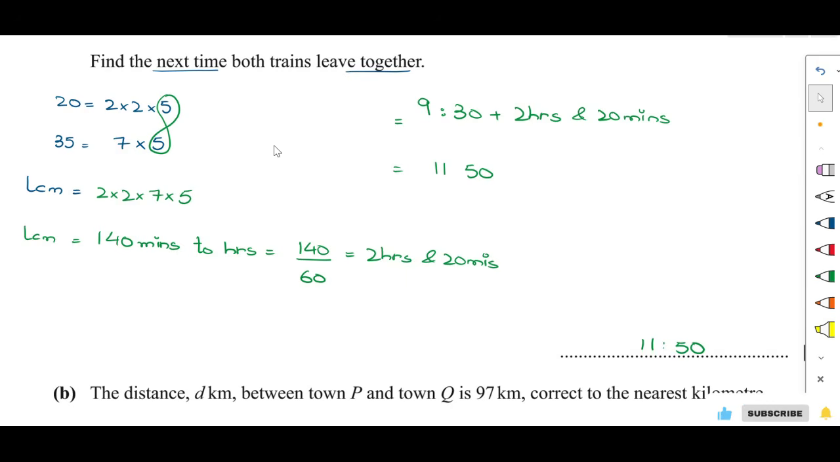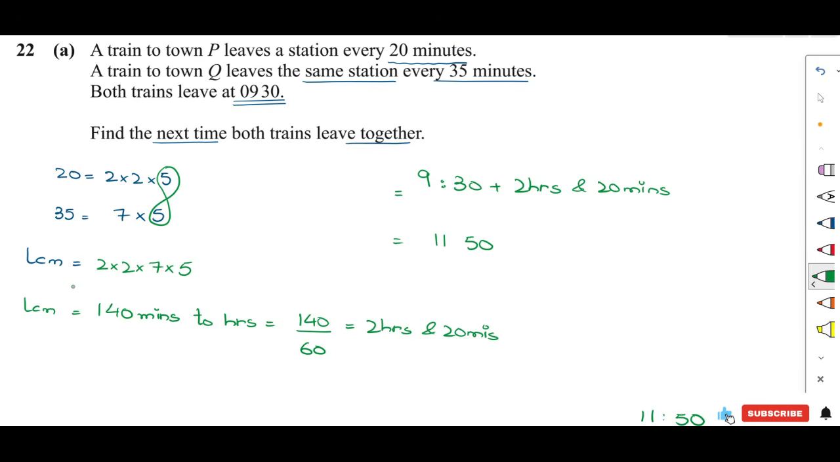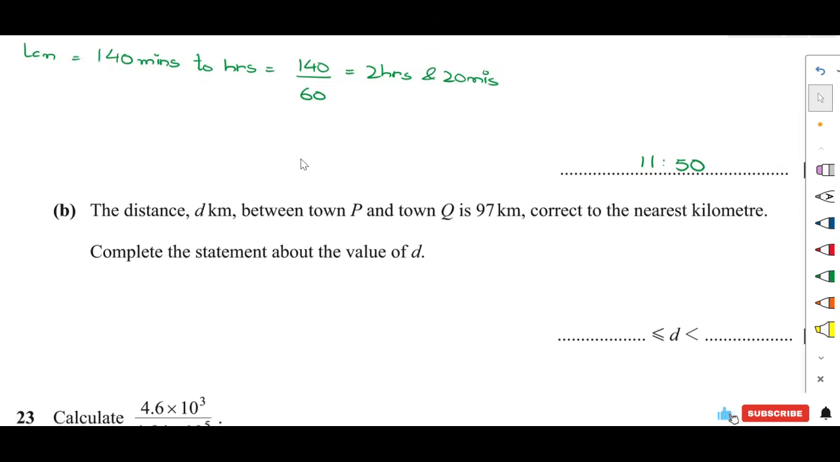So the next time is 11:50. I hope this makes sense now. For such types of questions, you need to first figure out the LCM of the two numbers. Whatever the LCM is, this much is your minutes, right? So after 140 minutes, they both leave together. So we have to convert, because this is 9:30, so it is better to convert it into hours. So after 2 hours and 20 minutes, we add 2 hours 20 minutes to 9:30 to get the next time, right?